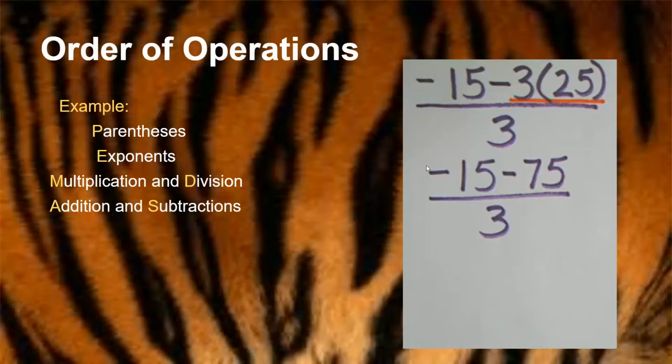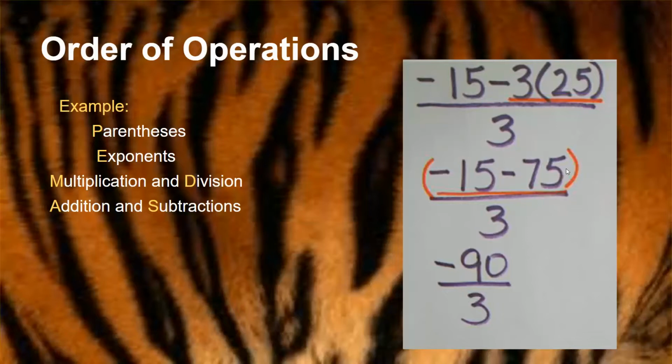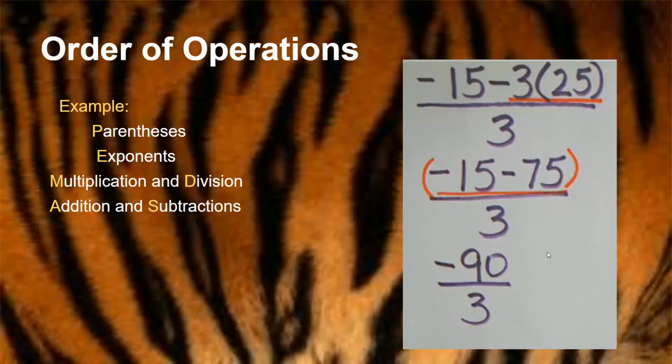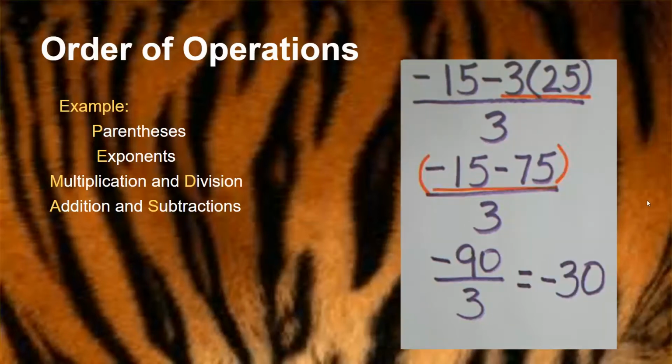Next, we have to do what's on the top still. So we have to combine these because they're the same sign. We add them together, keep the sign. We get negative 90. Then the last step is we have to divide by 3. Basically, you do the top of a fraction and the bottom of a fraction as their own separate problems, like they have invisible parentheses around them first. Then divide at the end. So my answer is negative 30.